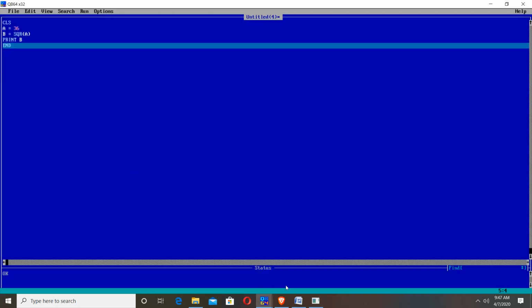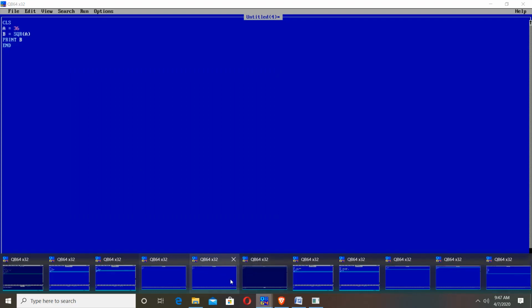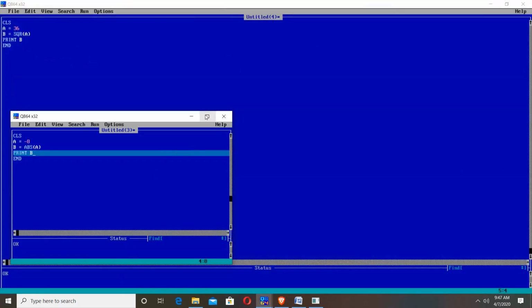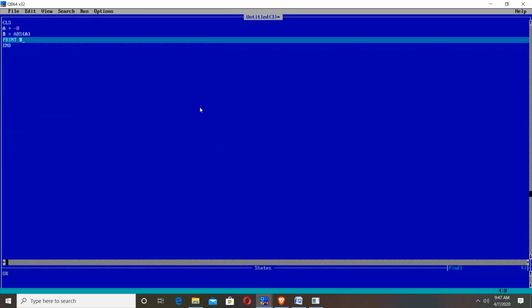So now the next one is ABS. ABS means it is the absolute function. That means it gives the positive number. That means whenever we enter any negative number, its absolute value will be found by the ABS function.